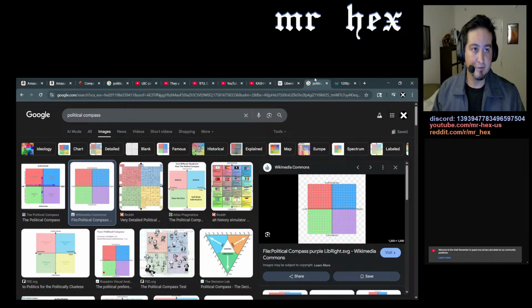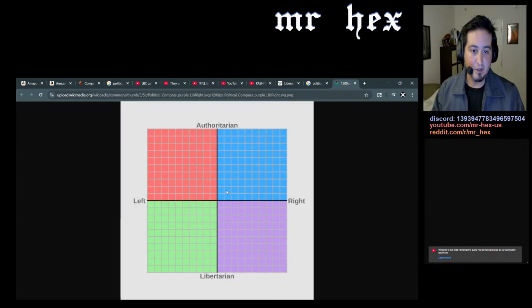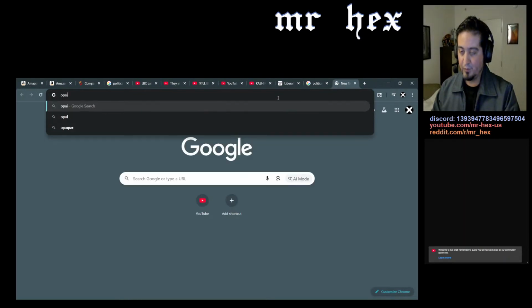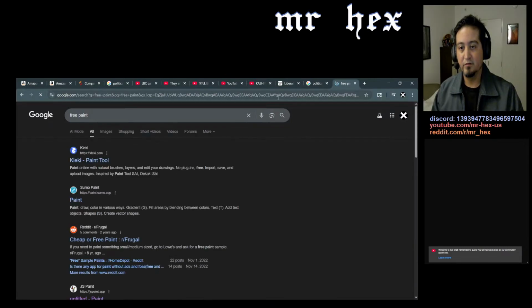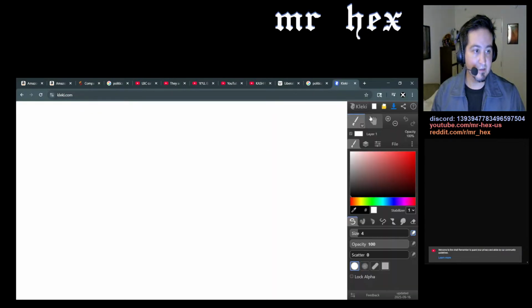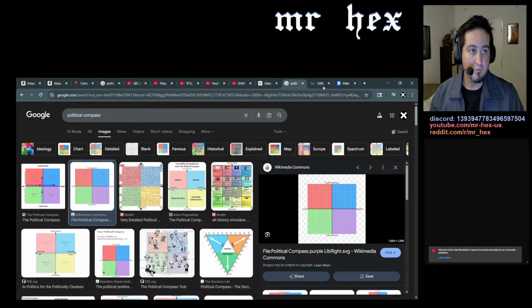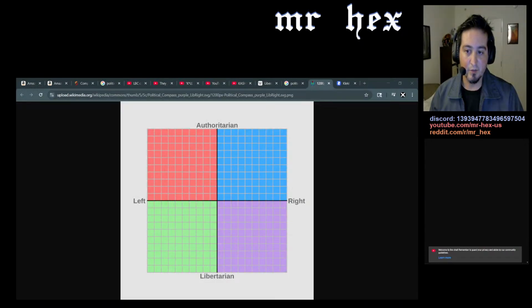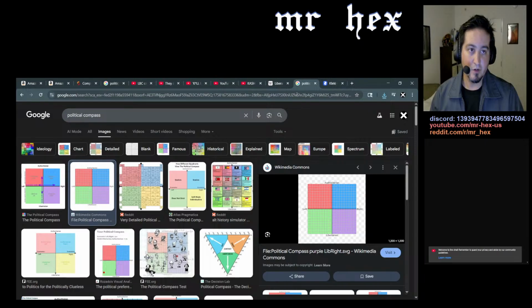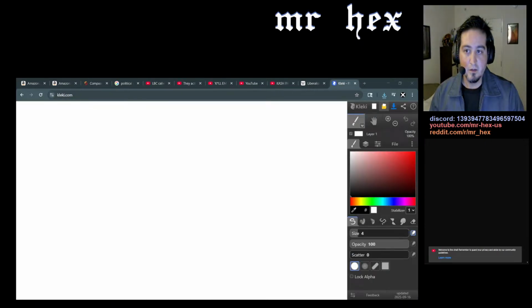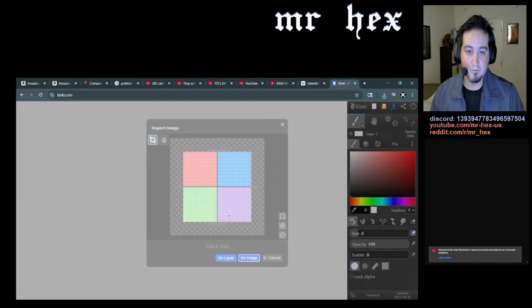Awesome. Nice big size. Copy image. That's too bad. Can I actually paint? Free paint. I have no idea what this Klecky thing is, but we're going to use this. Let's open up a file. That one I just downloaded. Where the hell did it go? Did I just download this? Maybe I didn't. I think I copied it. Yeah, I copied it. Okay, so now we're going to open it. And here we go.